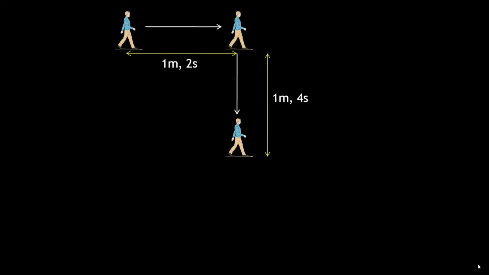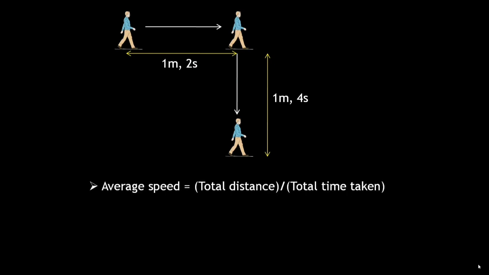So here the average speed of the man will be: average speed is equal to the total distance traveled divided by the total time taken. Here the total distance is 1 plus 1, that is 2 meters, and the total time taken will be 2 plus 4, that is 6 seconds. So substitute in this formula and we will get the average speed, but the instantaneous speed is not the same.